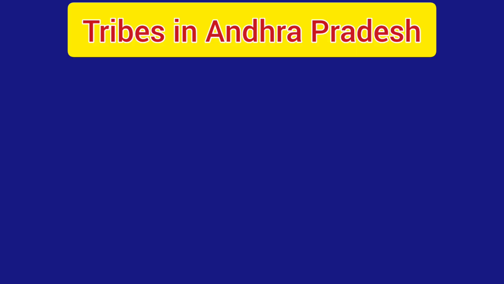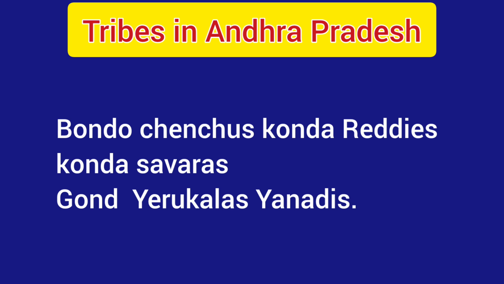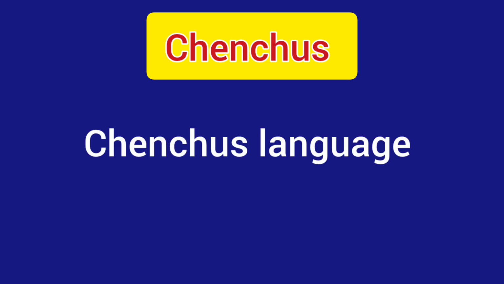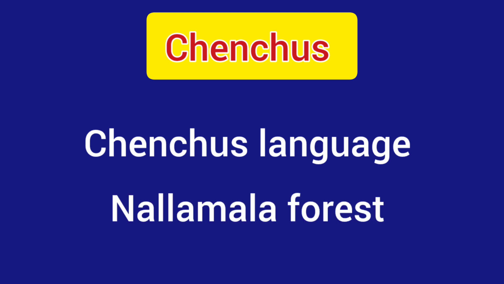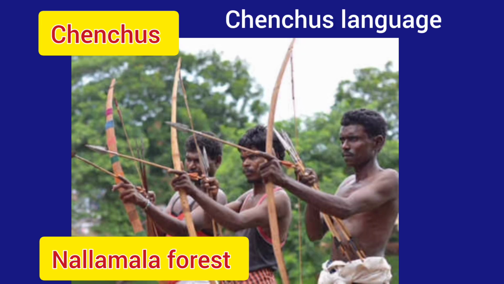Tribes in Andhra Pradesh: Pondo, Chenchus, Konda Reddis, Konda Savaras, Gond, Irukala and Yanadi. Chenchus. Chenchus are an aboriginal tribe whose traditional way of life is based on hunting and gathering. They speak the Chenchu language. We can see them in Nallamala forests. This picture is the Chenchu tribe.